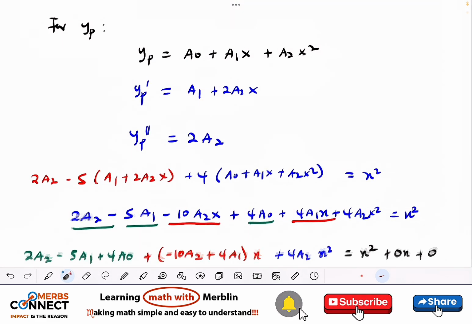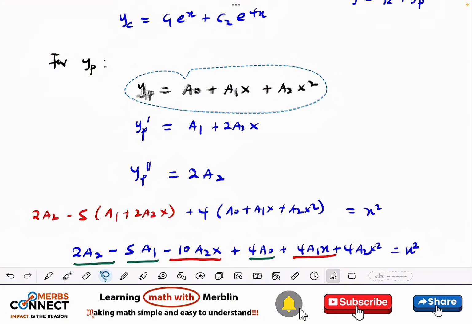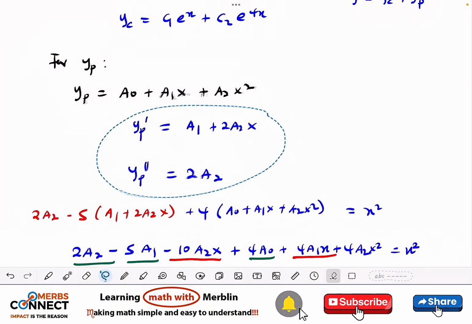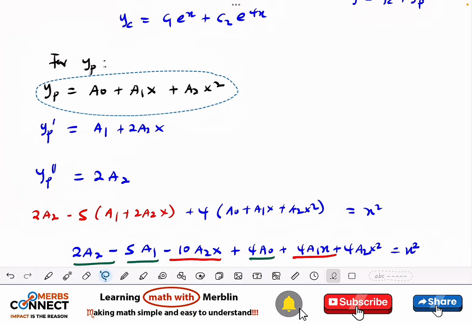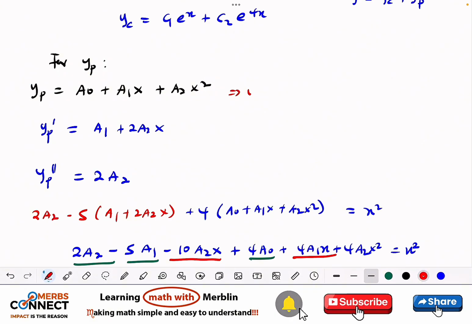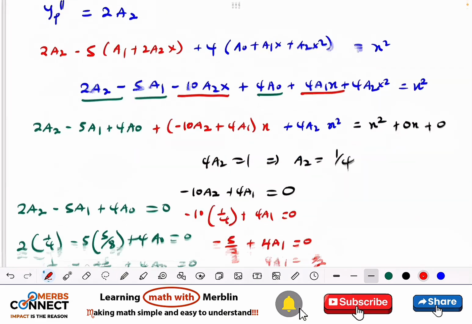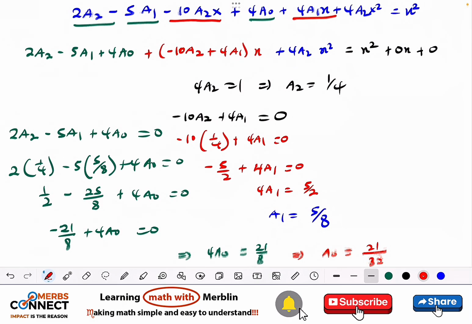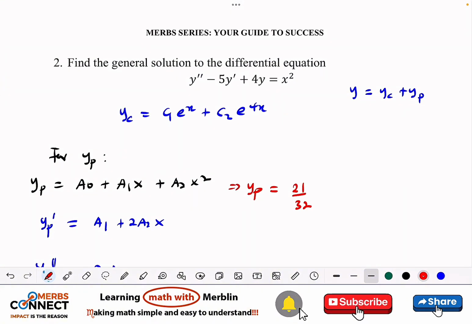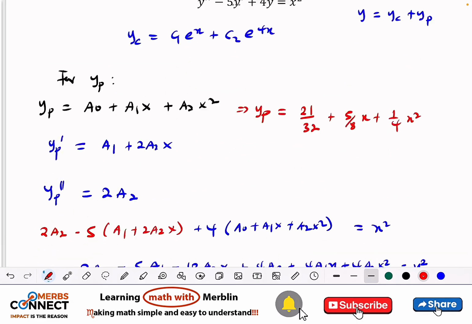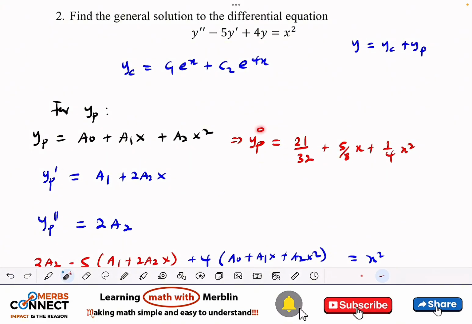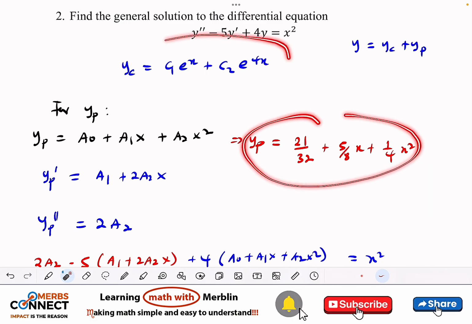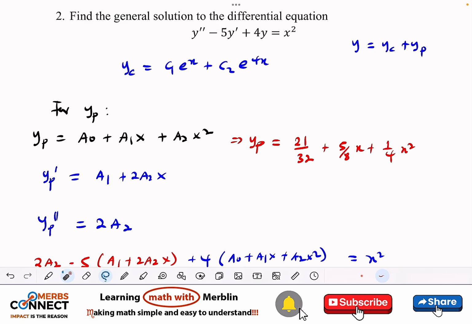Okay, so now let's write our solution, which is the particular solution. So what is a0? We had a0 to be 21 over 32, yeah. And then a1 is 5 on 8, so plus 5 on 8x plus a2 is 1 on 4x squared. Is that right? Good. So this will be the particular solution. So I'll just add this one to this, and then I get my general solution.